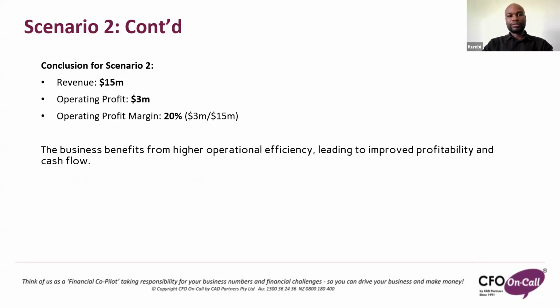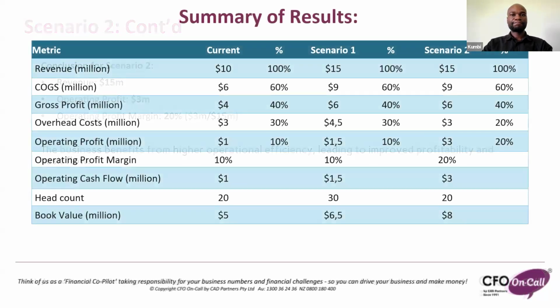So here we can see the big change in our profit as well as our revenue numbers. So maintaining the same margin from the current to scenario 1, 10%. And there's a big jump now that we go into scenario 2 with the same revenue levels. We have doubled our margins from 10% to 20%, and we've also doubled our profit from 1.5 to $3 million because of the higher efficiency in the automated processes. So this is the summary of our results.